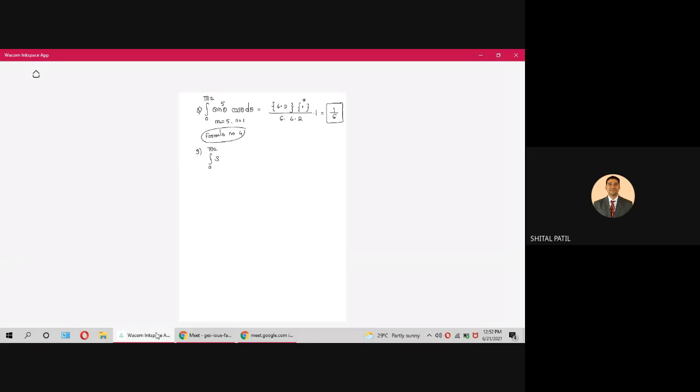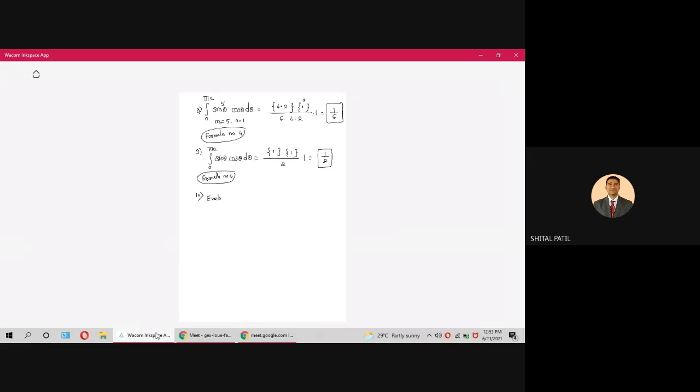Again, limit 0 to pi by 2, sin theta, cos theta, d theta. Is the answer 0? No. Remember, the answer is non-zero. We have to use formula number 4. So 1 minus 1, 0. So 1 as it is, 1 as it is, 1 plus 1, 2. That's it. Okay, good. So these examples are expected in the exam. Understand them very well.